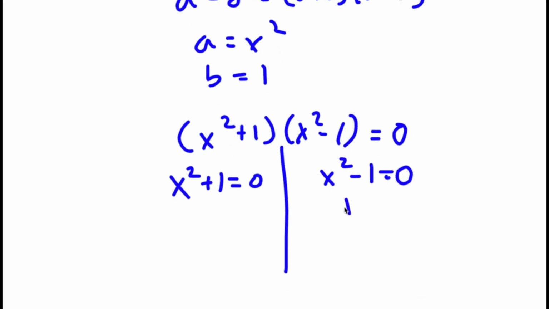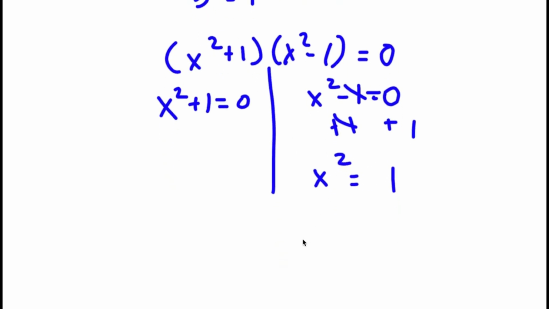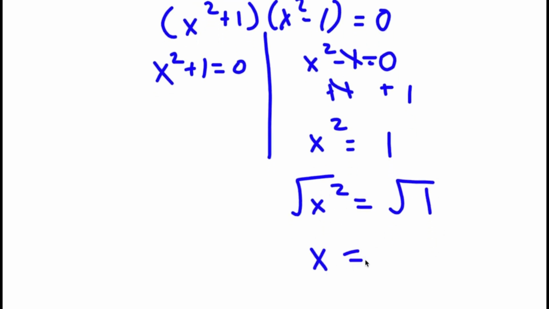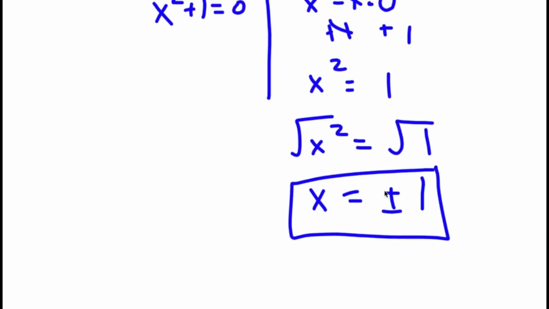So for x squared minus 1 equals 0, I can simply add 1 on both sides, and I'll be left with x squared is equal to 1. Now I'm going to take the square root on both sides. Square root of x squared is simply x, so I have x is equal to positive or negative 1, because the square root of 1 is positive or negative 1. So these are two solutions.